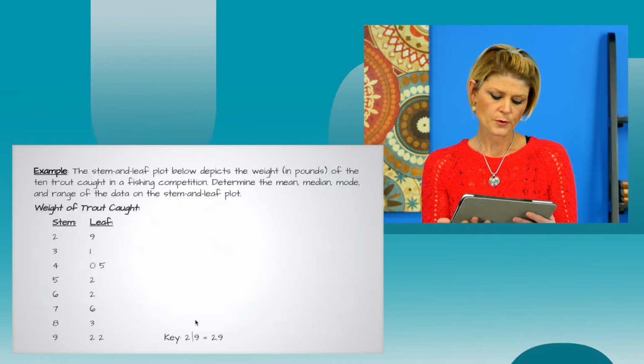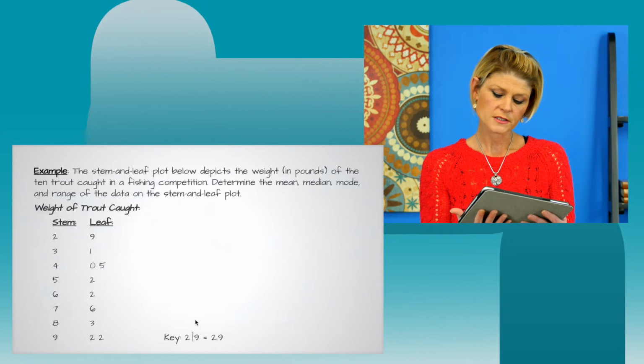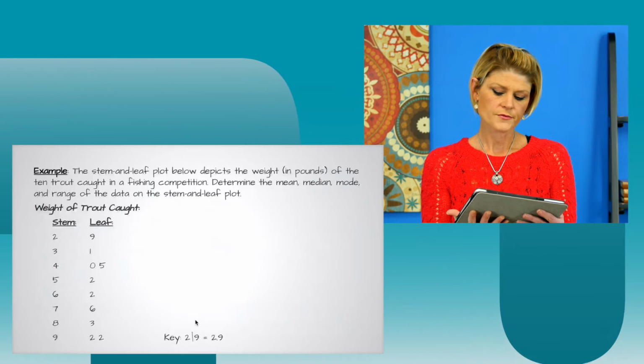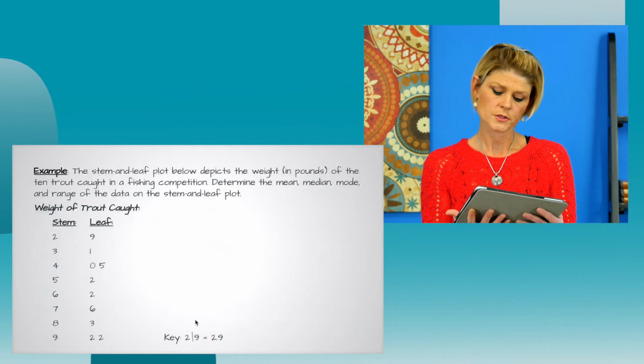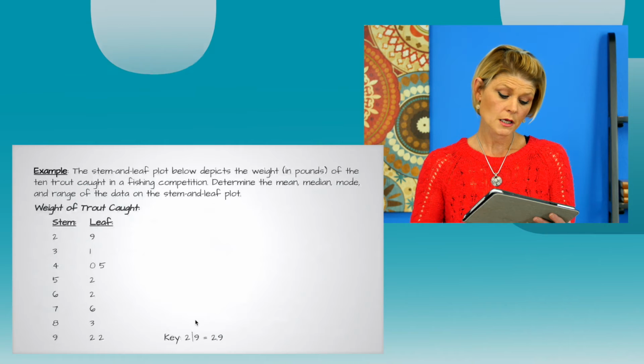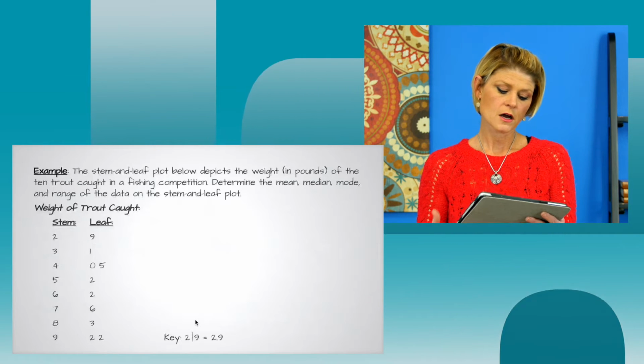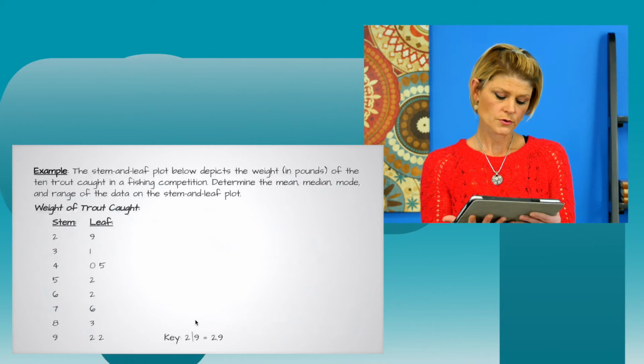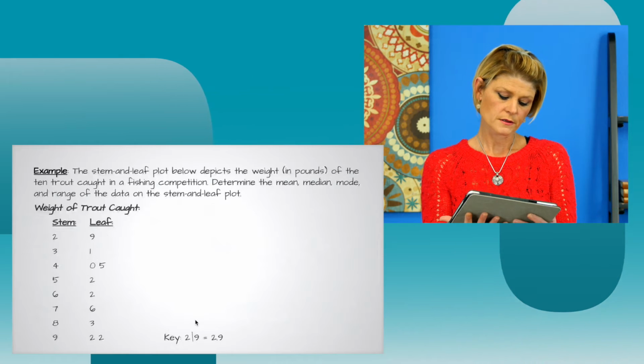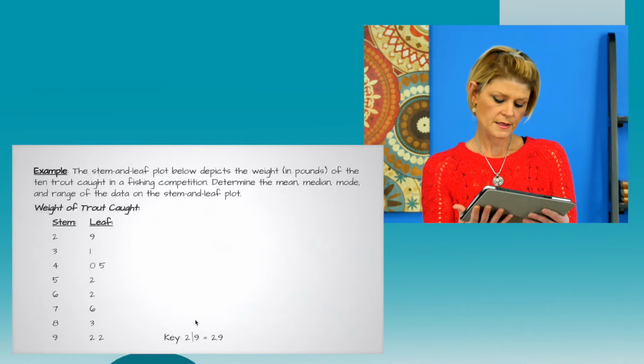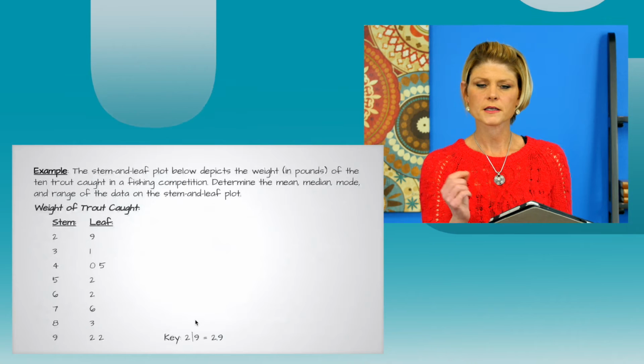Let's look at another example. The stem and leaf plot below depicts the weight in pounds of the 10 trout caught in a fishing competition. Determine the mean, median, mode, and range of the data on the stem and leaf plot. So there's the weight of the trout that were caught. Let's look at the first one. The stem is 2 and the leaf is 9. This is where that key is going to be important.